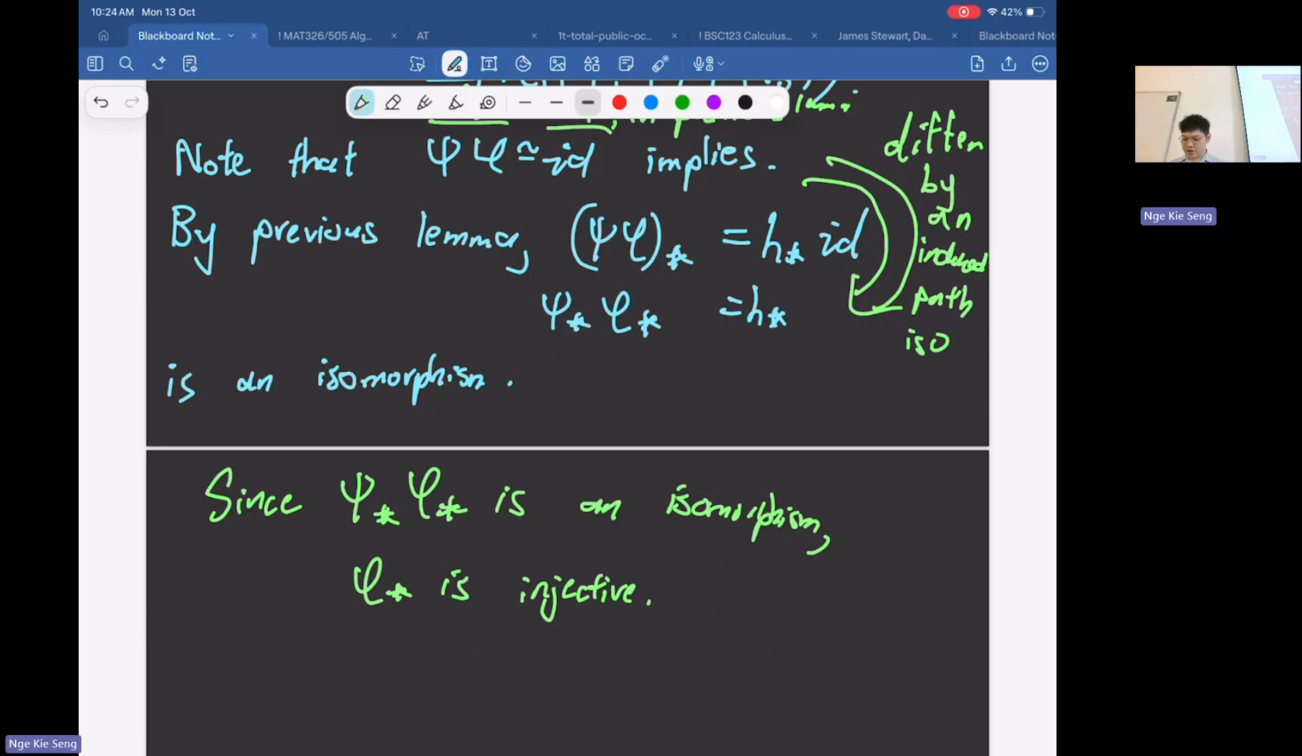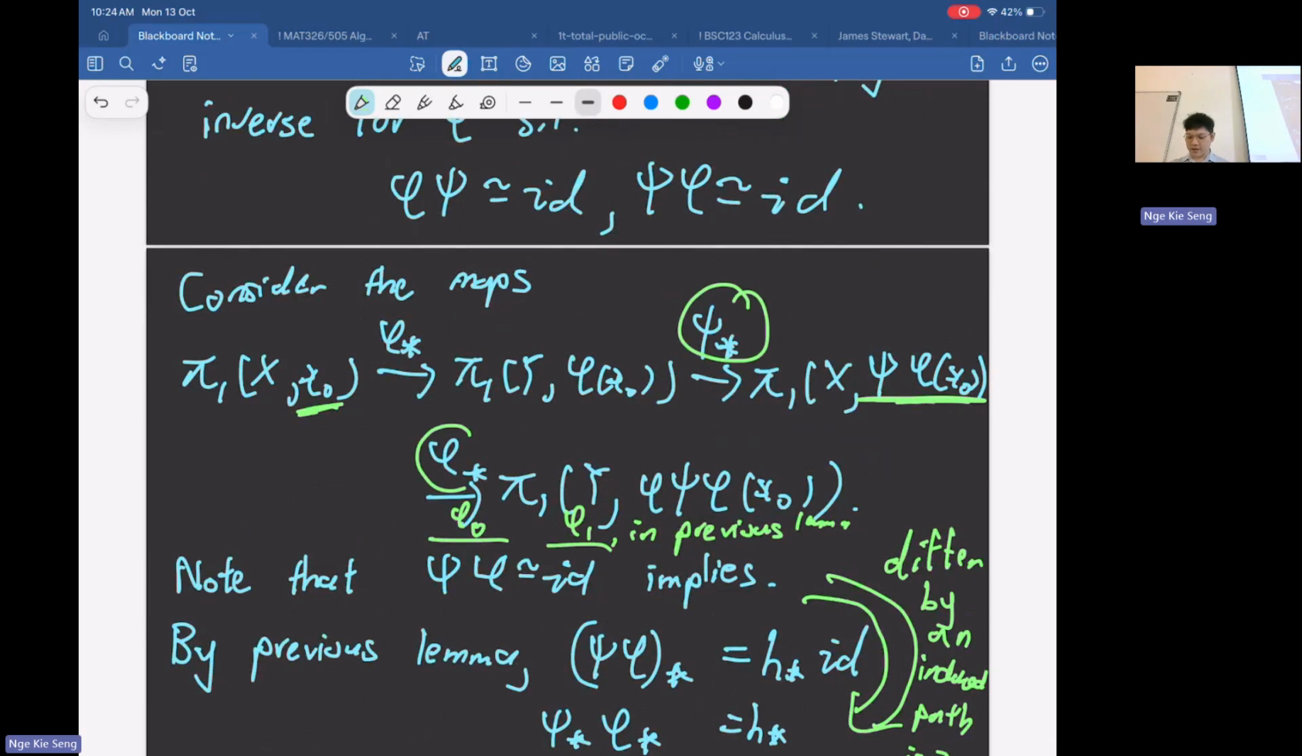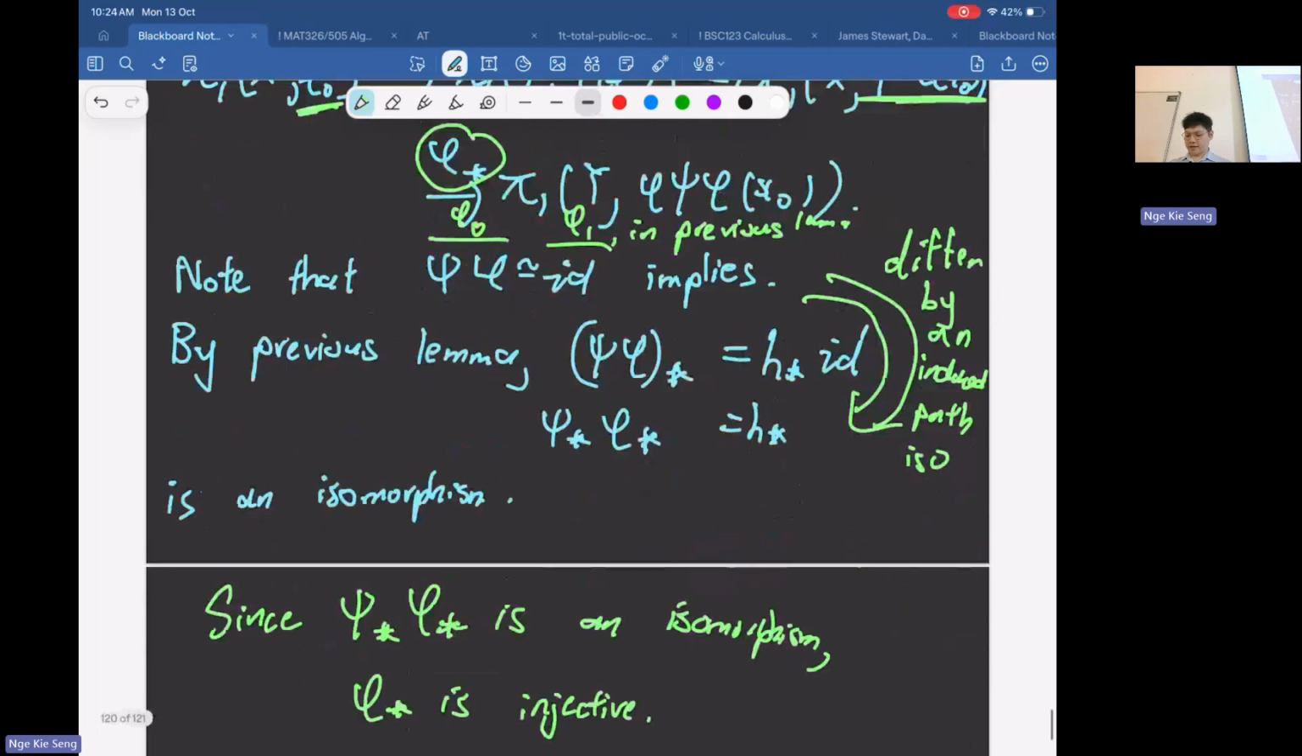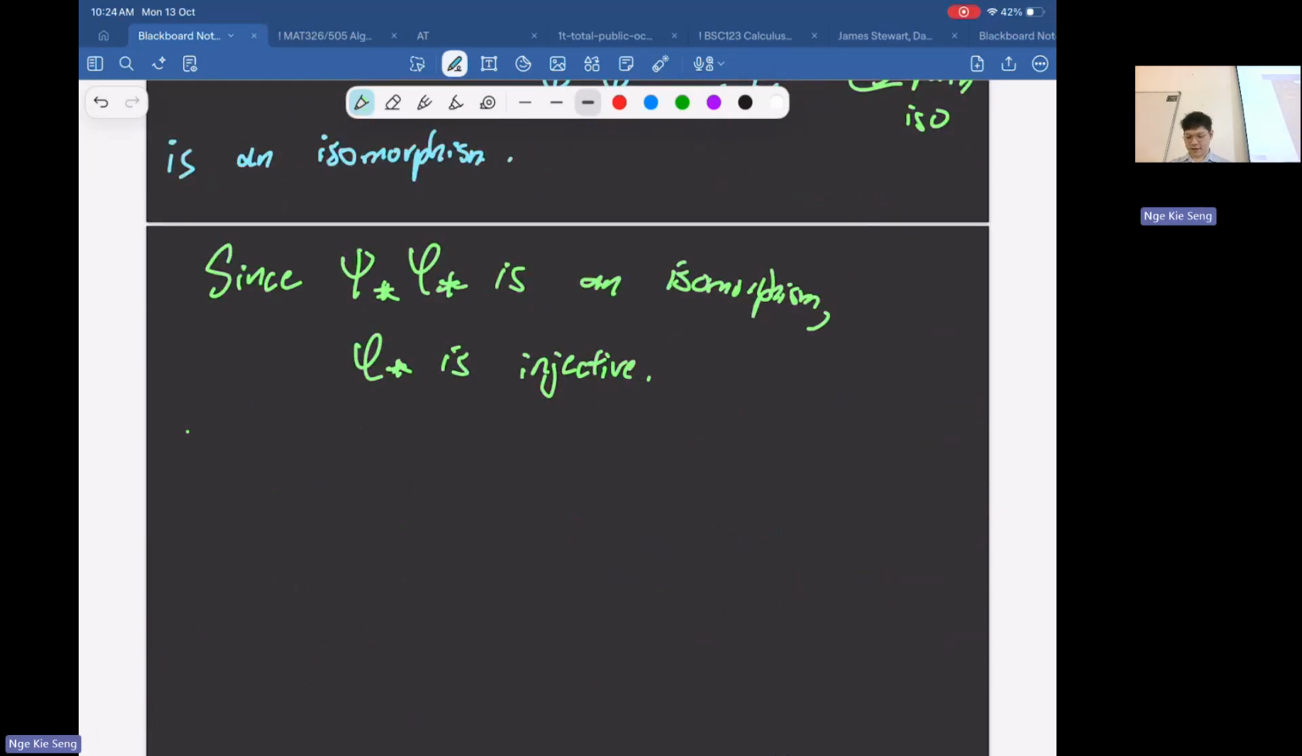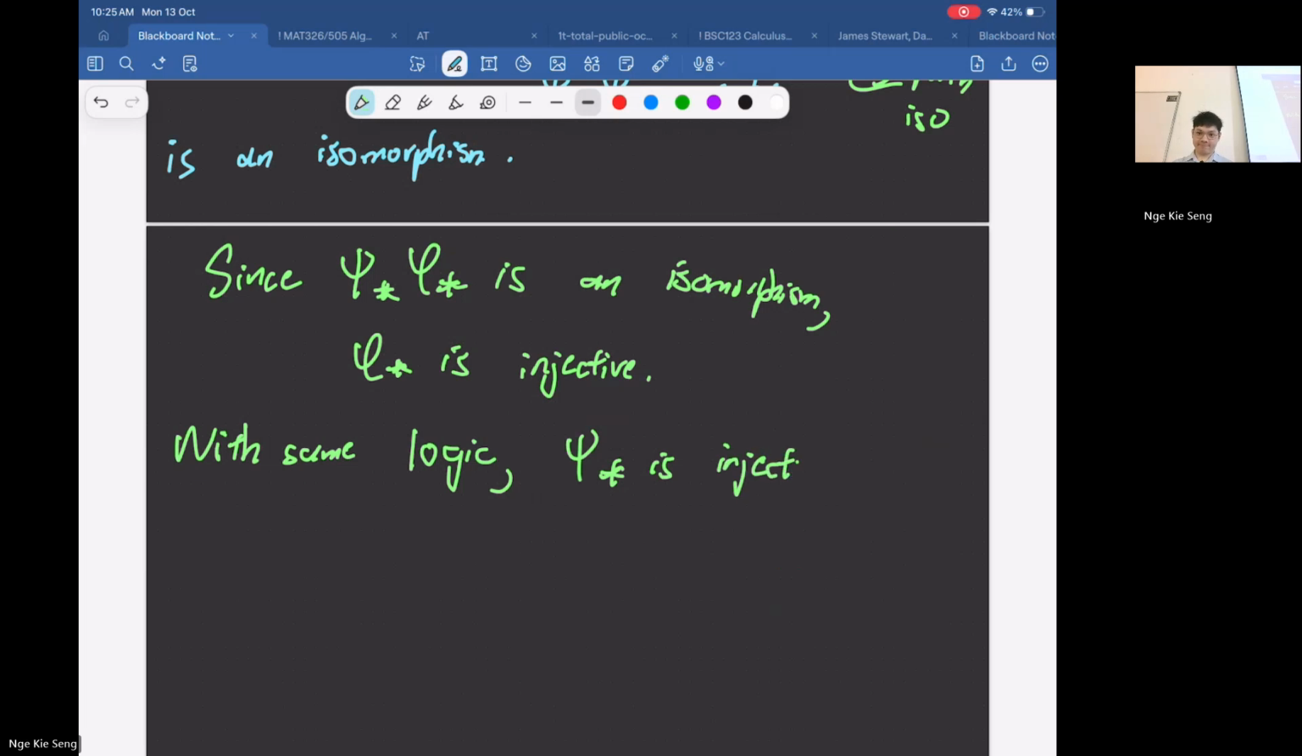So use the same logic, okay? You apply it to the third and the second and the third one. With the same logic, we can see that psi star is also injective. Okay. So are we happy here?